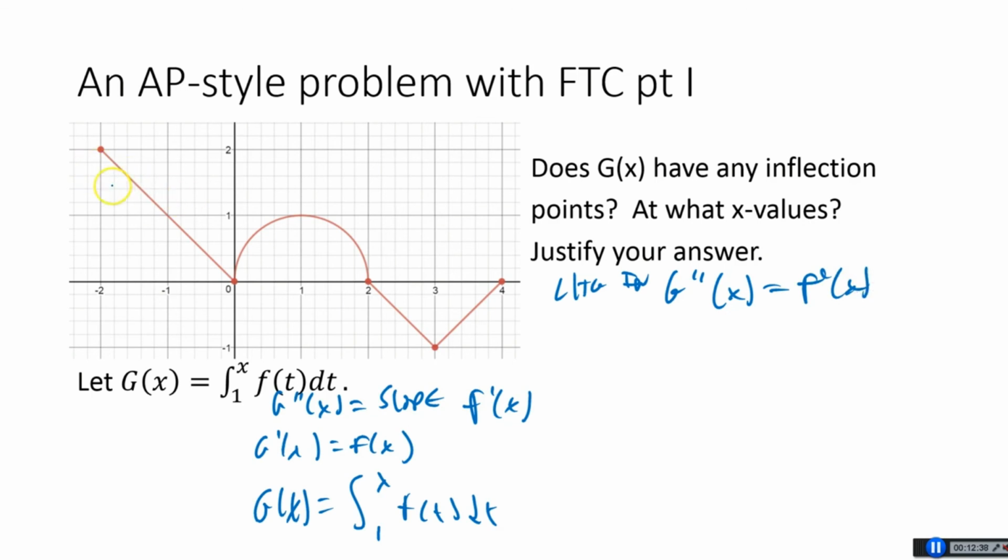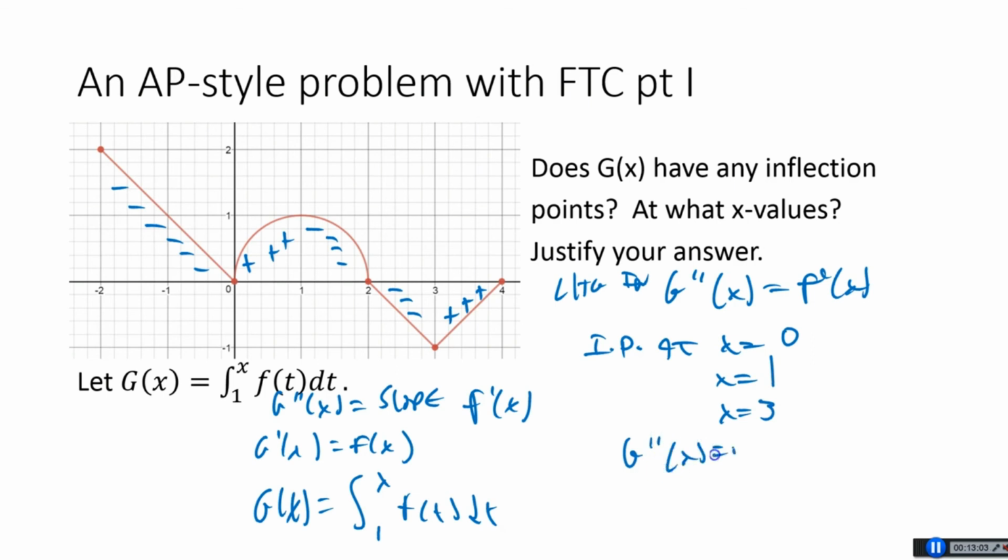So let's mark the slopes here. At this point we have negative slope, then we change to positive slope, then we go back to negative, then we have continued negative slope here, and then we change to positive at the end. So it looks like we have inflection points at x equals 0, x equals 1, and x equals 3. Because those are the spots where g double prime of x, which is f prime of x, changes sign. Cool. That's it. A lot of AP problems look like this. Every single time there's an AP test, they have some kind of a problem like this with an accumulation function, guaranteed.